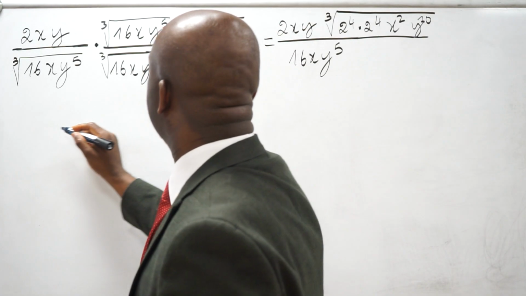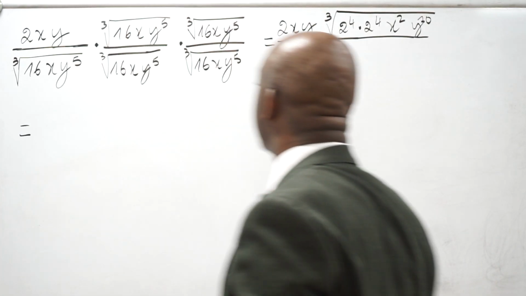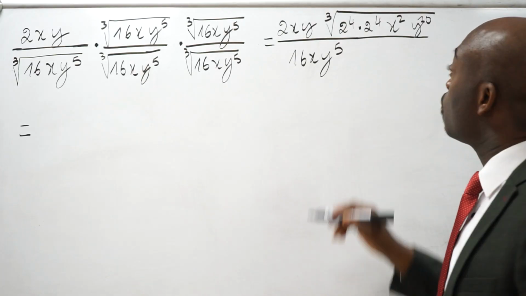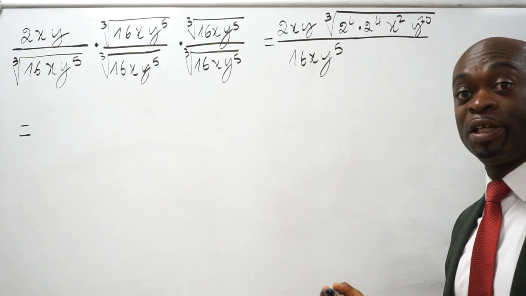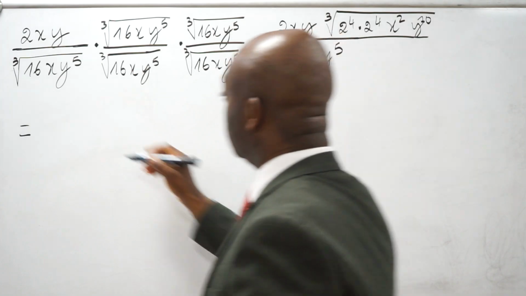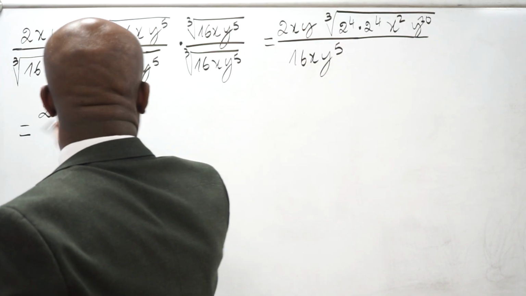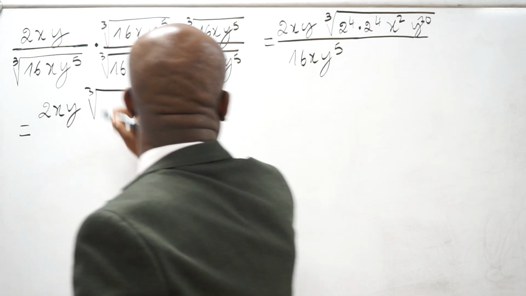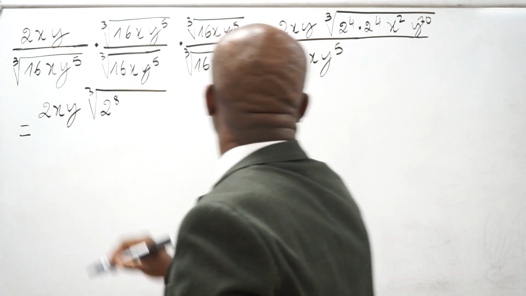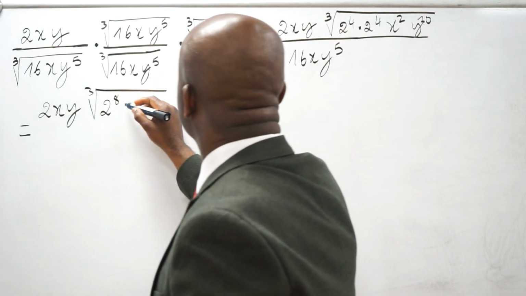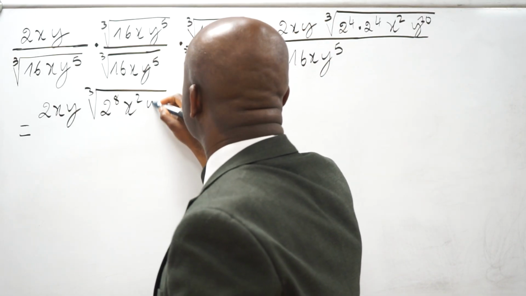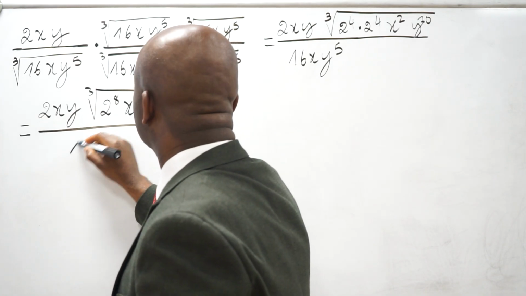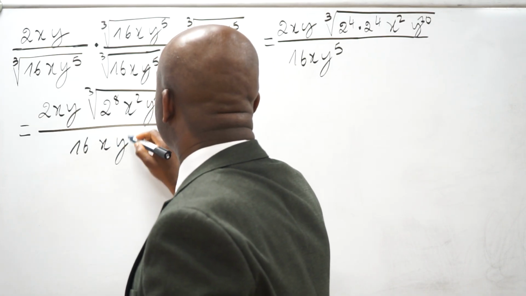So then we come back here, and this is equal to what? Now we're going to break down whatever we have inside there. We know that 2 to the 4th power times 2 to the 4th power is going to give us 2 to the 8th power. So we have 2x times y, cube root of 2 to the 8th power, then x to the 2nd power, y to the 10th power, over 16 times x times y to the 5th power.